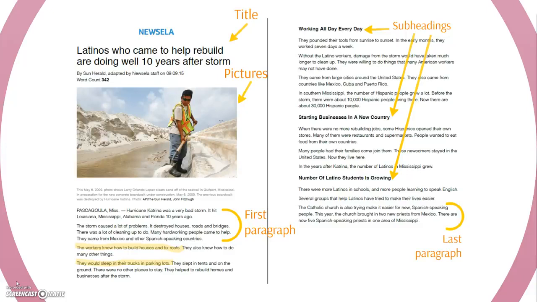The Catholic Church is also trying to make it easier for new Spanish-speaking people. This year, the church brought in 2 priests from Mexico. There are now 5 Spanish-speaking priests in one area of Mississippi. Okay, so now I have an idea at the end of the story that the people who came to fix things stayed in this country. So now I have a main idea for this story. It's about people who came from Spanish-speaking countries to a part of the United States to help rebuild after a storm, and they stayed.